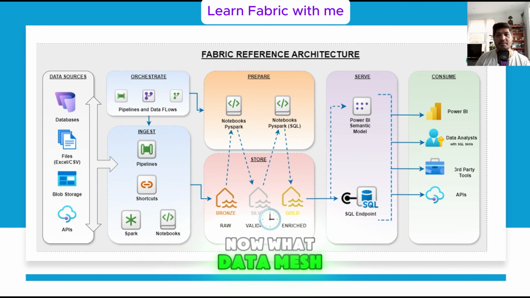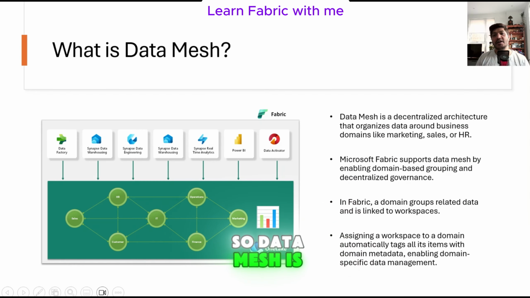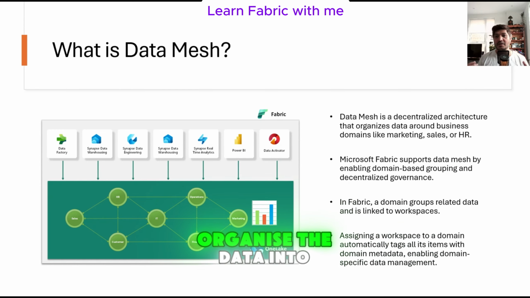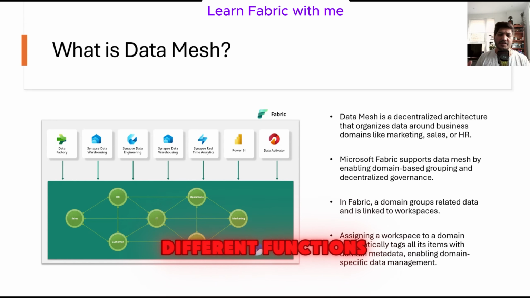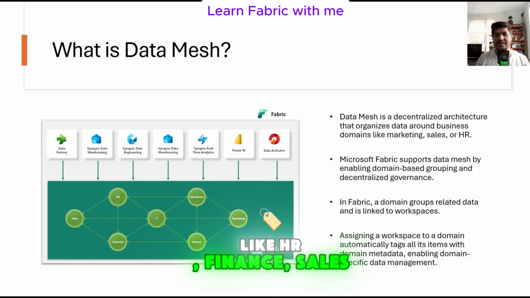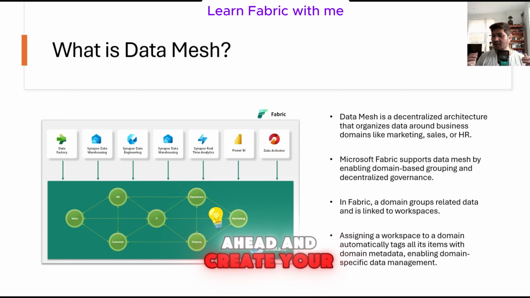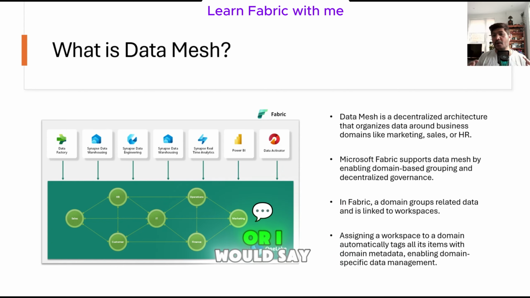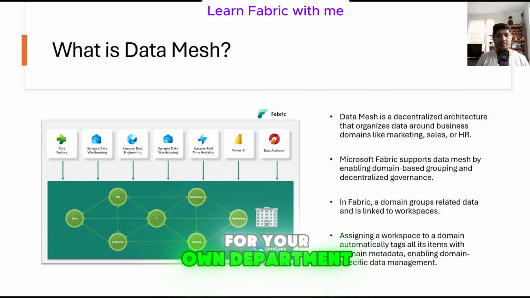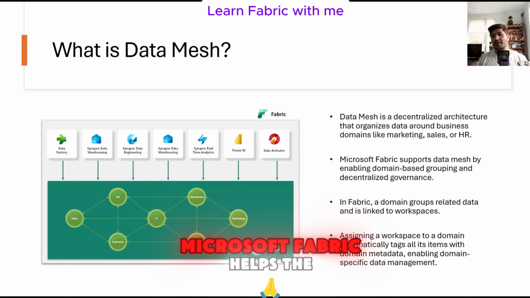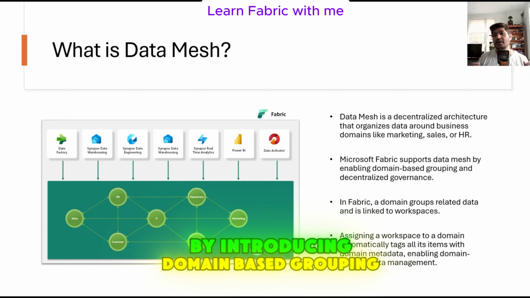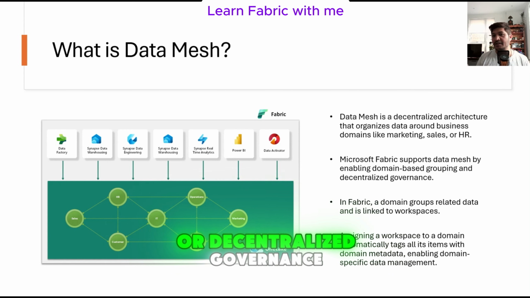Now, what is data mesh actually? Data mesh is a decentralized architecture that helps the business organize the data into different functions. For example, you have multiple departments in the organization like HR, finance, and sales, and you can store your own data within your own area for your own department. This is where Microsoft Fabric helps data mesh by introducing domain-based grouping for decentralized governance.